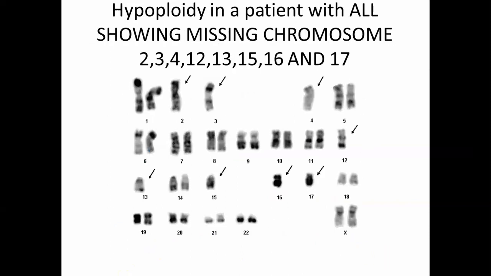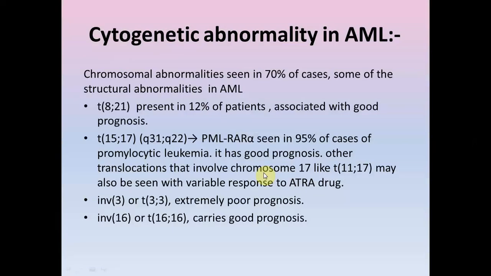Hypoploidy in a patient with ALL showing missing chromosome 2, 3, 4, 12, 13, 15, 16, and 17. There is a missing chromosome. You can see it in this picture, it is clear.